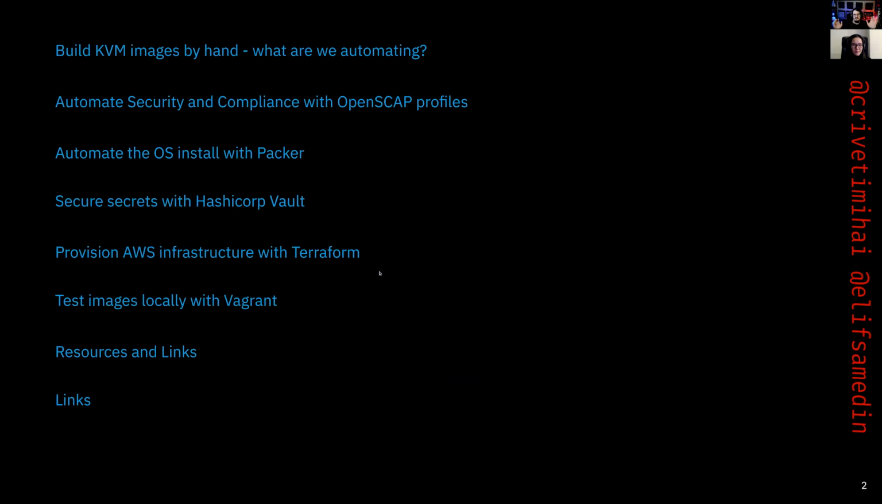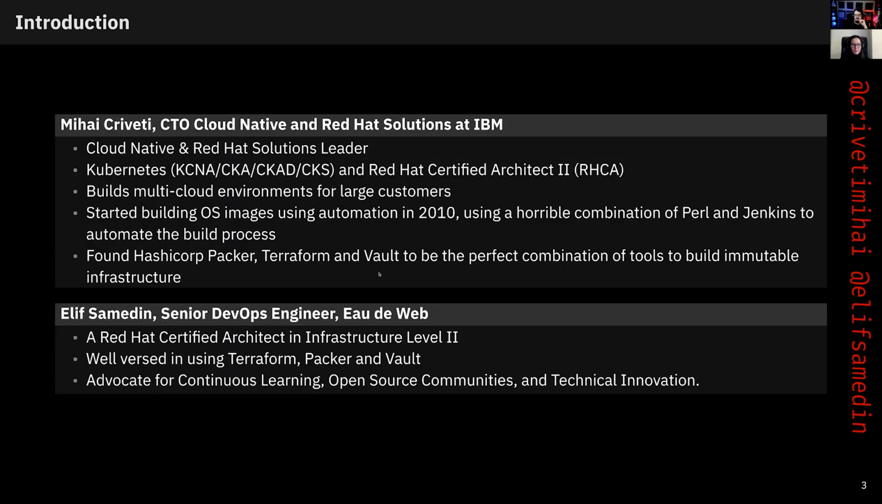First, we're going to take a look at what exactly we are going to automate. So we're going to show how an image is built by hand, and then we're going to use Packer, Vault, Ansible, Terraform, Vagrant, and other tools to put all of this together into a workflow which can build and import images onto AWS, and can also be used to build and import images onto other cloud providers or hyperscalers or virtual environments. So let's get started.